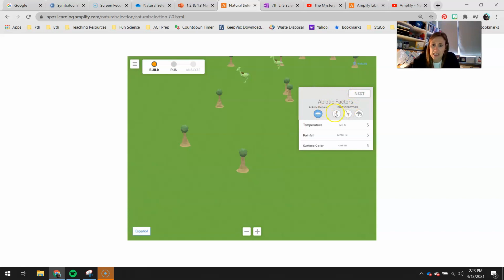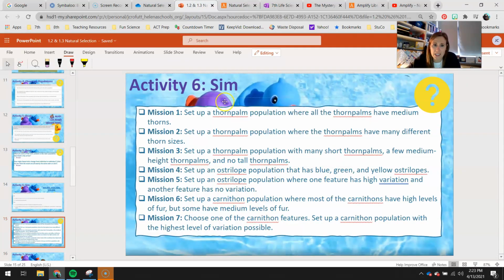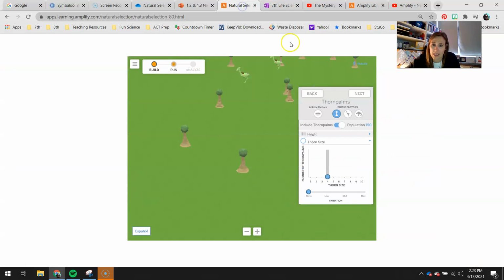So I'm going to go ahead, and right here I have my 3 different populations, my thorn palms, my australopes, and I can't remember what this last one is. Okay, so then I can look at this and say, all right, there are 2 traits that we can study with these thorn palms. There's either height or there's thorn size. For this mission number 1, it tells us to change medium thorns. So we're looking at thorn size here.